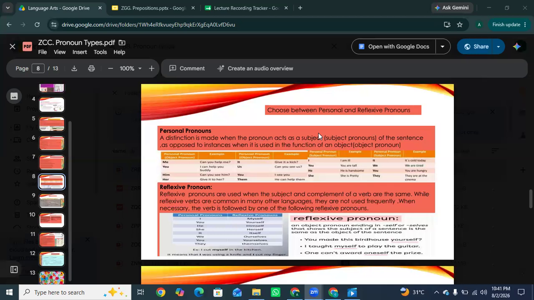So use a reflexive pronoun when the subject doing the action and the object receiving the action are the same person or thing. Like I becomes myself, you becomes yourself, he becomes himself, she becomes herself, it becomes itself, we becomes ourselves, and they becomes themselves. Like, I cut myself in the kitchen. So you can see that the subject doing the action and the object receiving the action are the same person. Like, I cut myself in the kitchen, I taught myself to play the guitar.